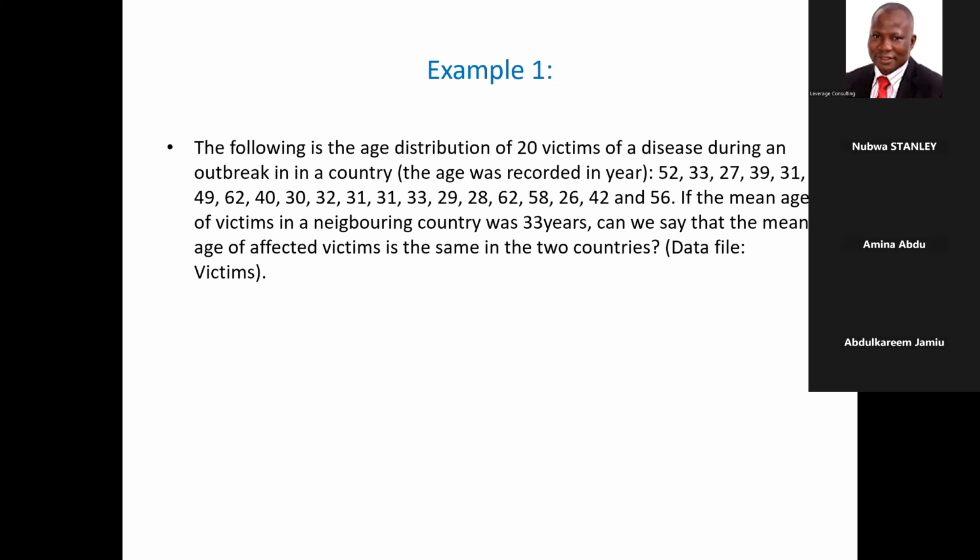Can we say that the mean age of affected victims is the same in the two countries? They tell you that these are the ages of the people in your own country. They will not tell you the mean, but of course you can add it together and calculate the mean. But they now give you the mean of another group. So that is the target mean. That's the population mean.